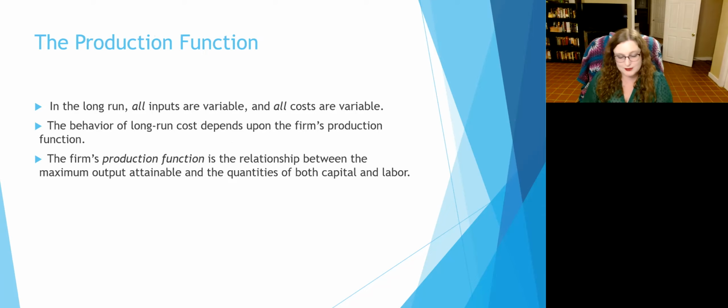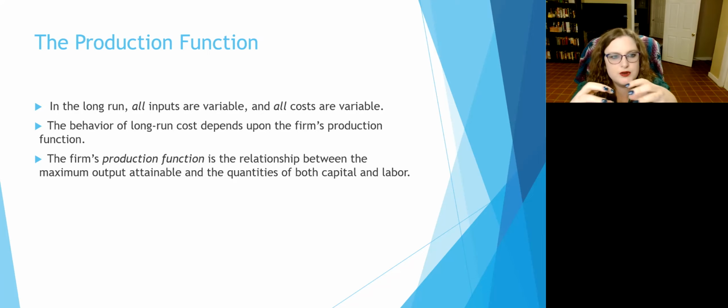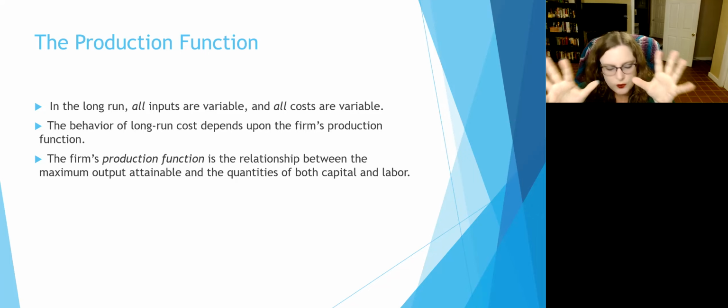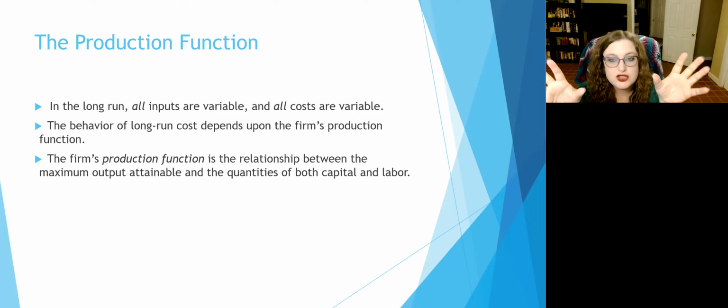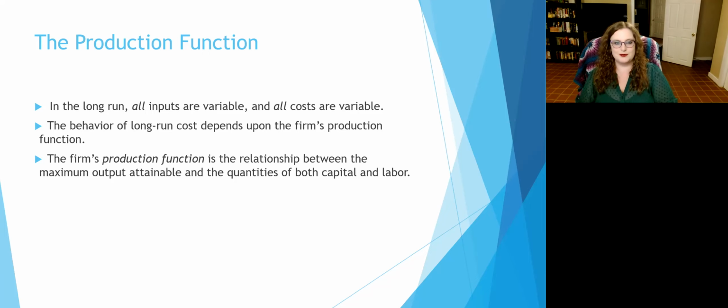We've made it through most of the material. Let's think about the production function. The production function is how much we are producing. In the long run, everything's variable. We can always change the capital and we can change the labor in the long run. All the inputs are variable, all the costs are variable.